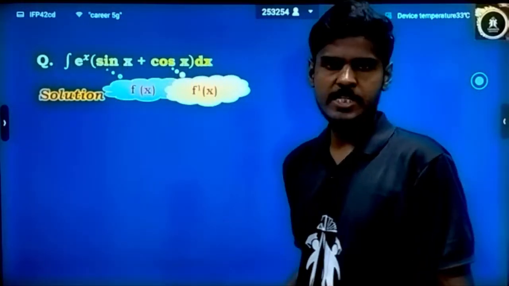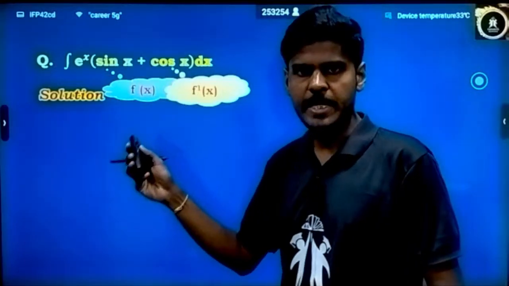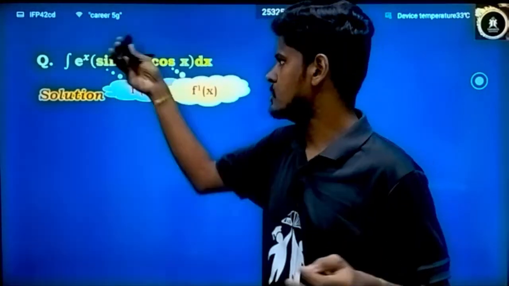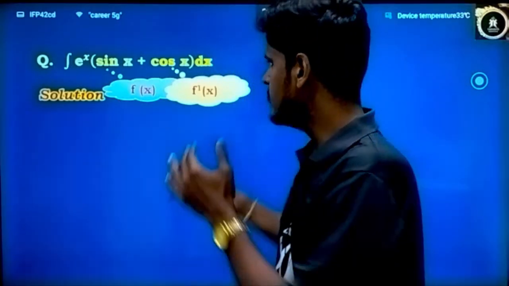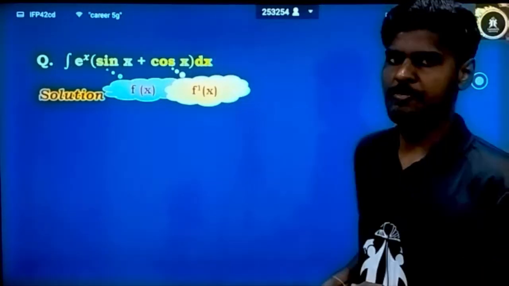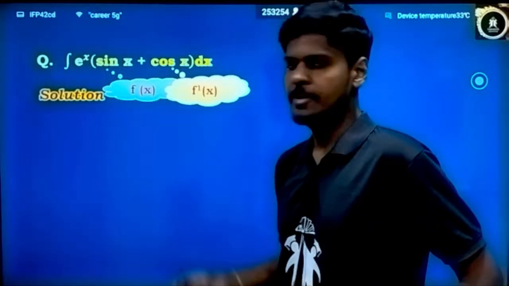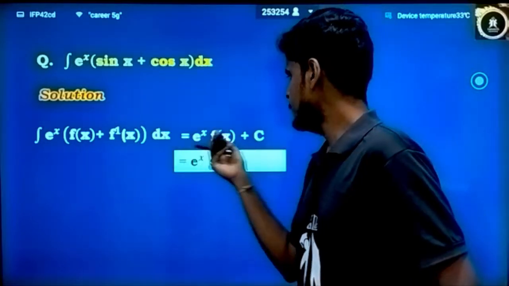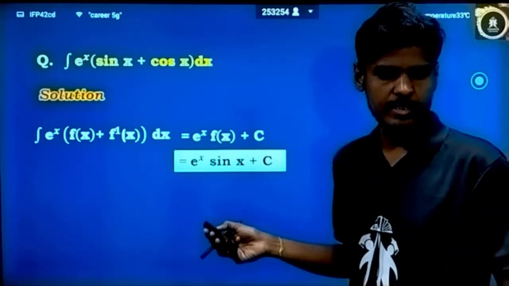So let's take this function as f of x, another is f dash of x. If you have to integrate this actually, then we will use integration by parts to derive the result. Right? So instead of doing that, it will be easier to differentiate this function. So the final answer is e power x into f of x, that is e power x into sin x plus c.